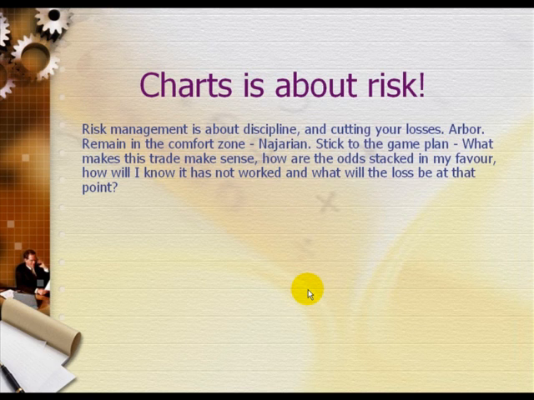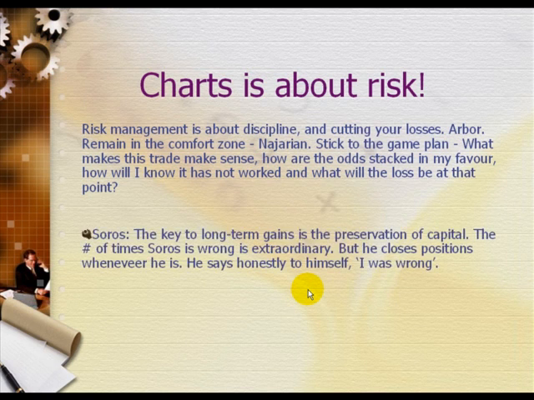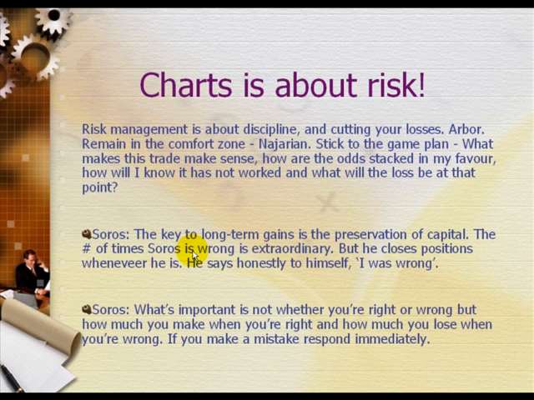The number of times Soros is wrong is actually quite extraordinary. But what he does to make that profit, make those 40% per annum returns year in, year out, is he closes these positions whenever he is wrong. He says to himself, I was wrong. And that's that. And this is where charts, again, come in. We mark on where we know we'll be wrong and we get out at that point. They're very important, not just because of the profits they can give us, but the losses they stop us from facing.